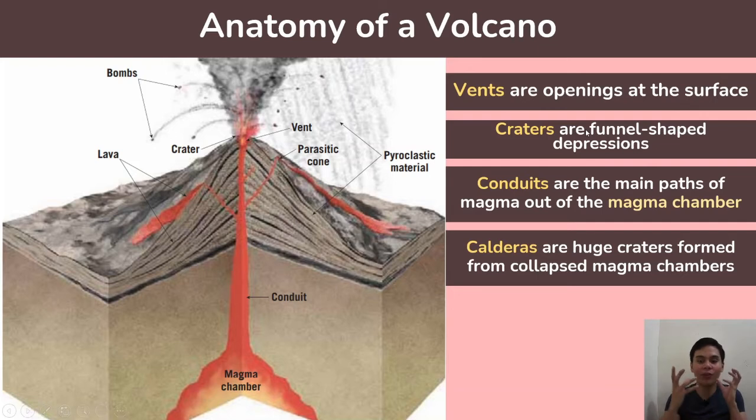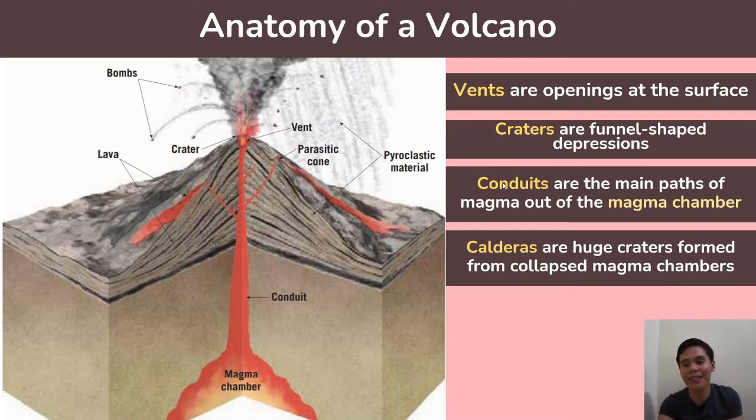A crater is a funnel-shaped depression. This is usually at the very top, tippy top of a standard volcano mountain. So that's what we see. So again, craters and vents are different things. The vents are any openings, while craters are funnel-shaped depressions. They're not necessarily openings where lava comes out.